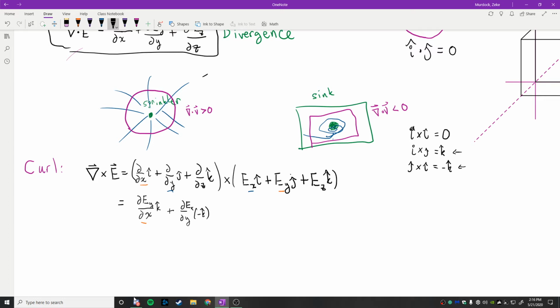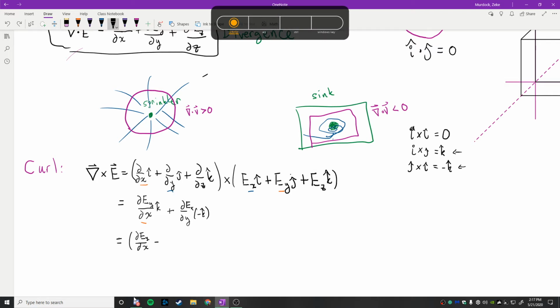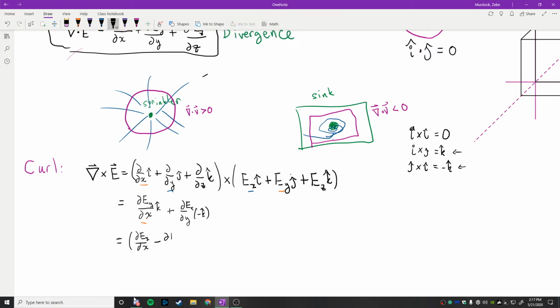Now, you're welcome to work out the rest of them. What you're going to end up getting is something like this. That's going to be the k hat term. It's going to look like that. You get that just from those first 2 terms right there. And then you're going to get an i hat term, and you're going to get a j hat term.